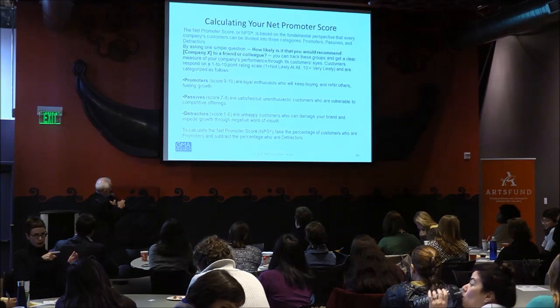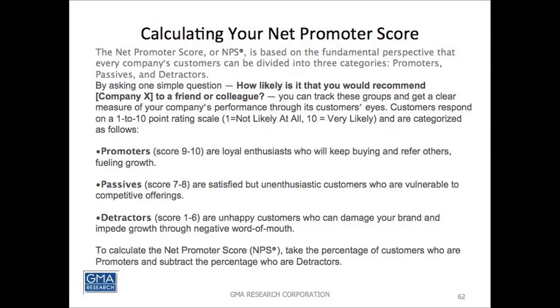You calculate the Net Promoter Score by taking the percentage of customers who are the promoters, meaning the 9s and the 10s, and you subtract the percentage of detractors, people that gave you 1 to 6. You totally throw out the 7s and 8s. They don't even count, and you get a Net Promoter Score.